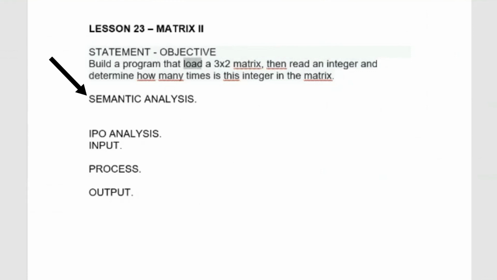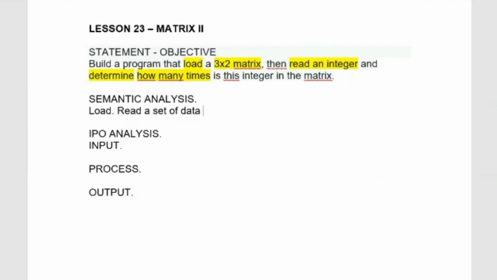Remember what is load? I'm sure you remember, but let's write again. What is a 3 by 2 matrix? Let's write again. What is read an integer? What is determine in terms of computer programming? And what does how many times mean in the computer programming world?